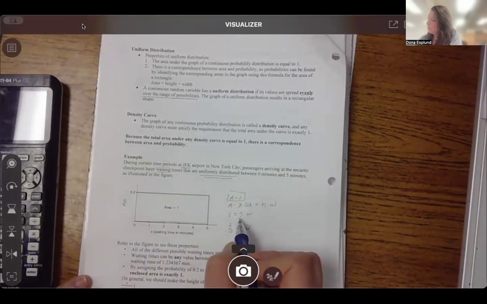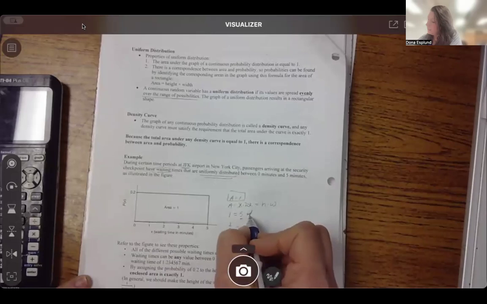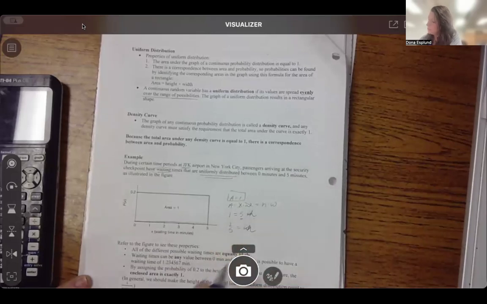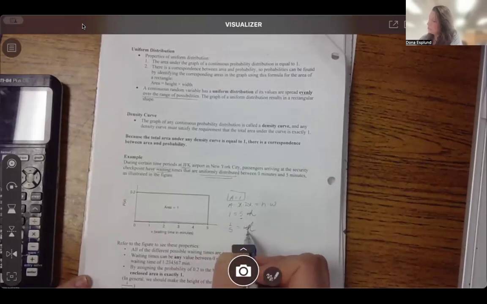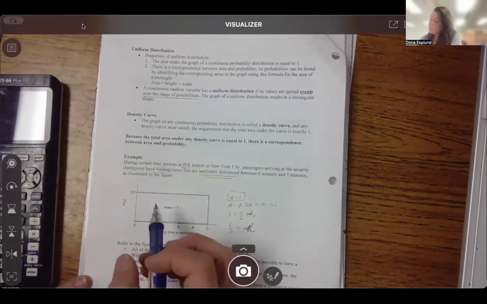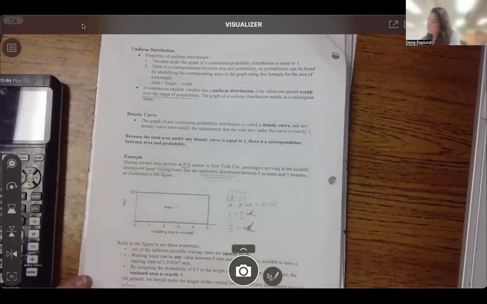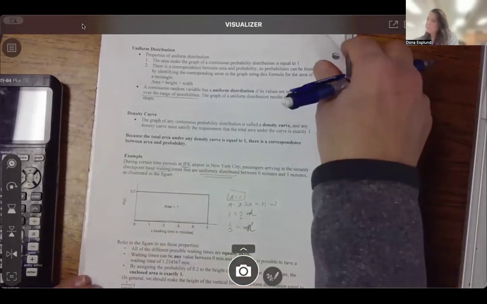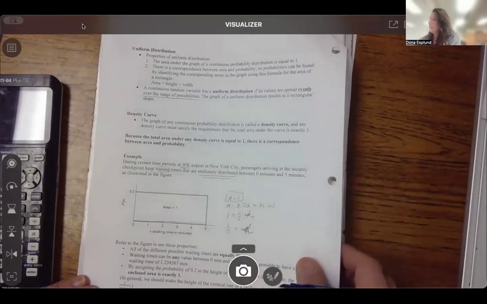And then I know that since I have from 0 to 5, my width is going to be 5. And then I'm going to look for my height. Let me just change that to h. And so by changing that, my height is going to be 1/5 or 0.2. So each of these rectangles is what you can use to calculate different probabilities of different waiting times.